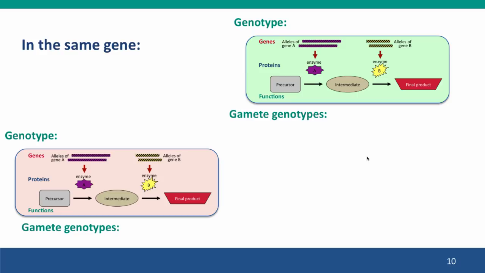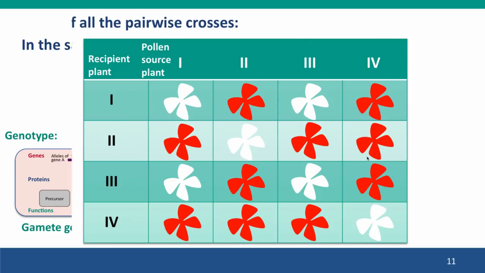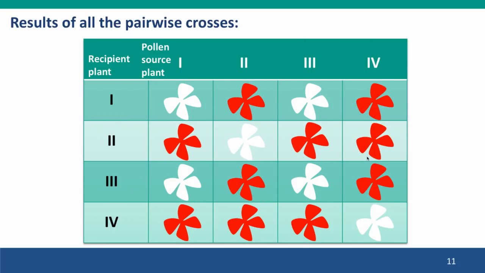I'll leave you to work out the comparable analysis for a situation where the strains have mutations in the same gene for yourself. Here's the results of all the pairwise crosses. Now, on the top, we have the pollen source, pollen from plant 1, plant 2, plant 3, plant 4. Going down the side, we have the recipient plant. When you do a cross between plants, you take pollen from one plant and put it onto the flowers of another plant. Down the center here, we have our control crosses.